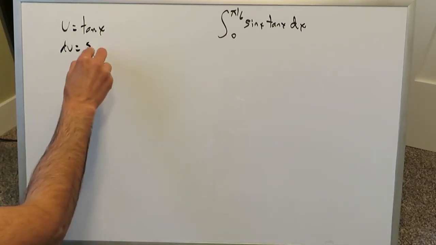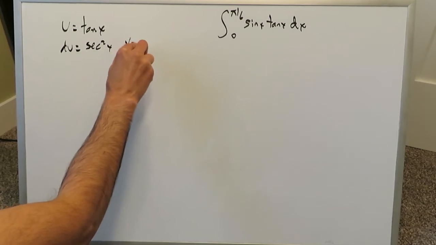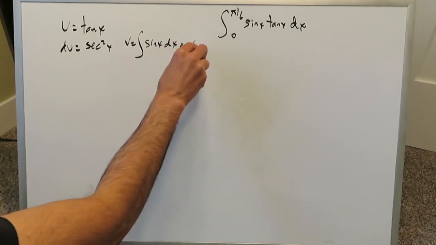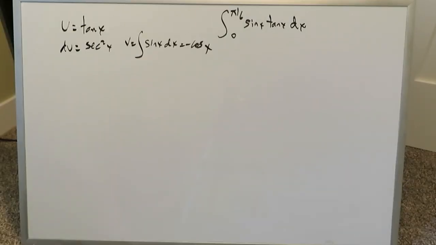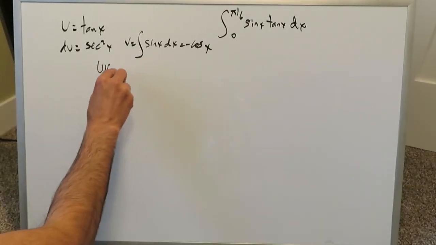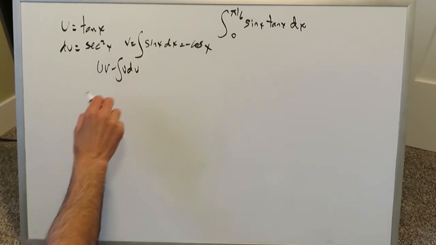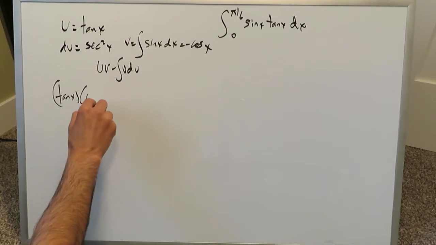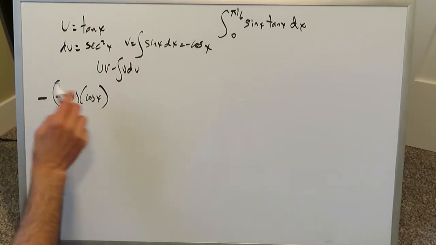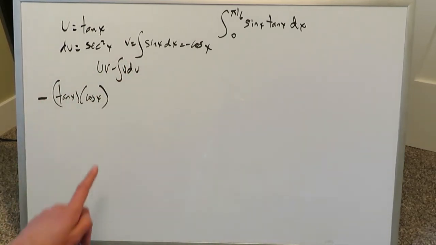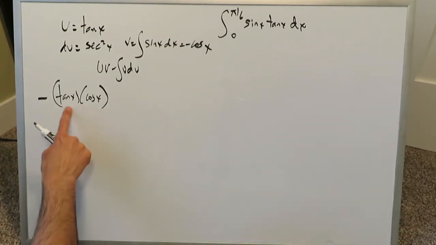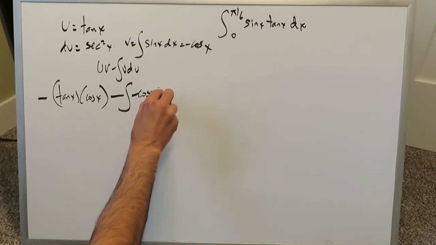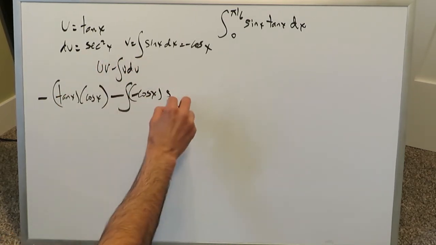u is equal to tan x, du is equal to secant squared x, v is equal to the integral of what remains, sine x dx, which is minus cosine x. Everything comes into this format, uv minus integral v du, where u is tan x, and v is cosine x, but you have a minus coming in here. There's a minus cosine x, and you can see this is very easily simplifiable. Minus integral of v, minus cosine x, du, which was secant squared x.